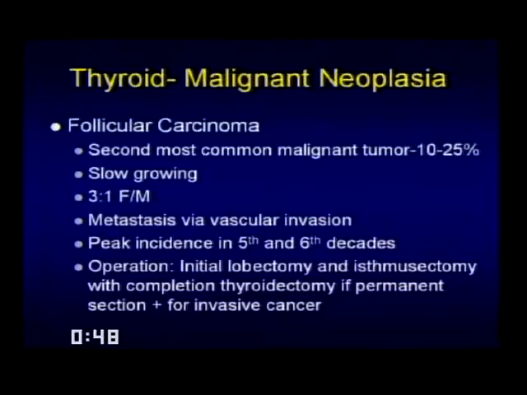Moving on to follicular carcinoma. The second most common malignant tumor, about 1/4 of our tumors will be follicular. This again is slow growing, a female predilection. It spreads by vascular invasion, as I had mentioned before. It peaks in the 5th and 6th decades. And the operation here initially, because most of the time we're ruling out follicular adenoma, would be a unilateral lobectomy and isthmusectomy. And we would move on to perform a completion thyroidectomy if the permanent section was positive for invasive cancer.